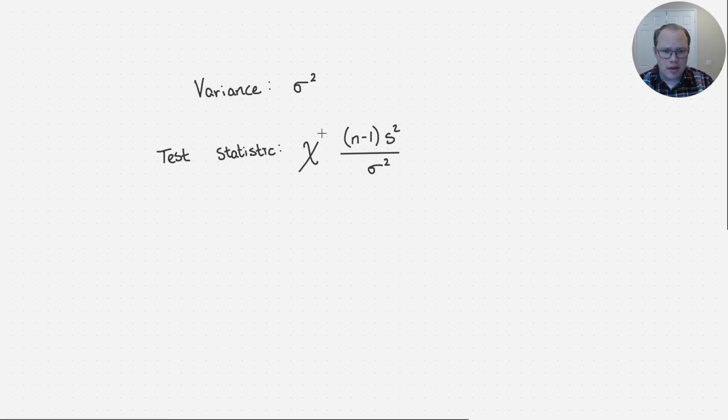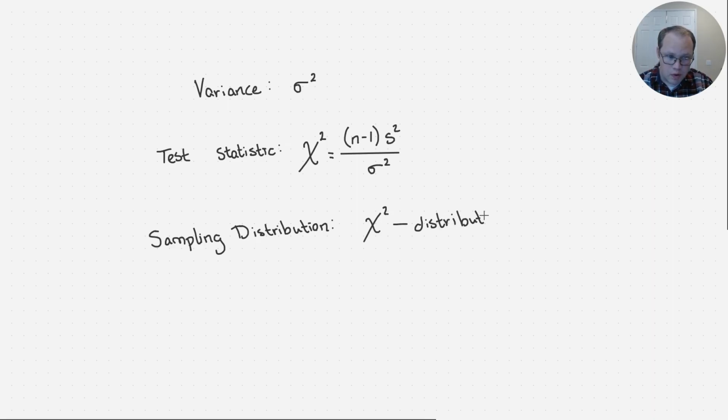And if we look at the distribution this gives us, it ends up being a chi-square distribution. So our sampling distribution is a chi-square distribution where the degrees of freedom is one less than the sample size. Okay?